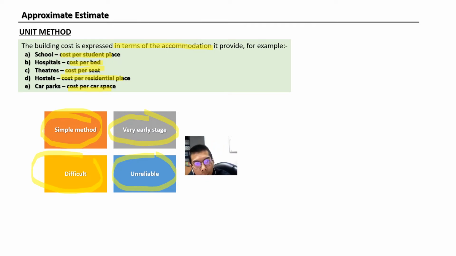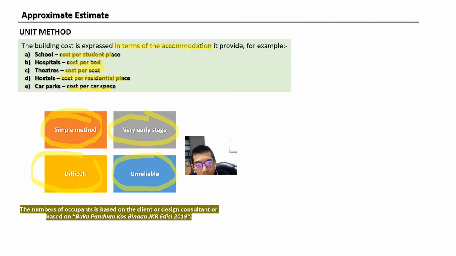Okay, so for this unit method, in order to determine the cost per student and so on, you can refer to the Buku Panduan Kos Binaan JKR edisi 2019. In this book, the number of equipment is based on the client or design consultant, or you can base it on the guide book. The client or design consultant also have their own records, but of course JKR provides the guideline books to guide you on how you can generate your cost estimate based on the kind of project that you want.